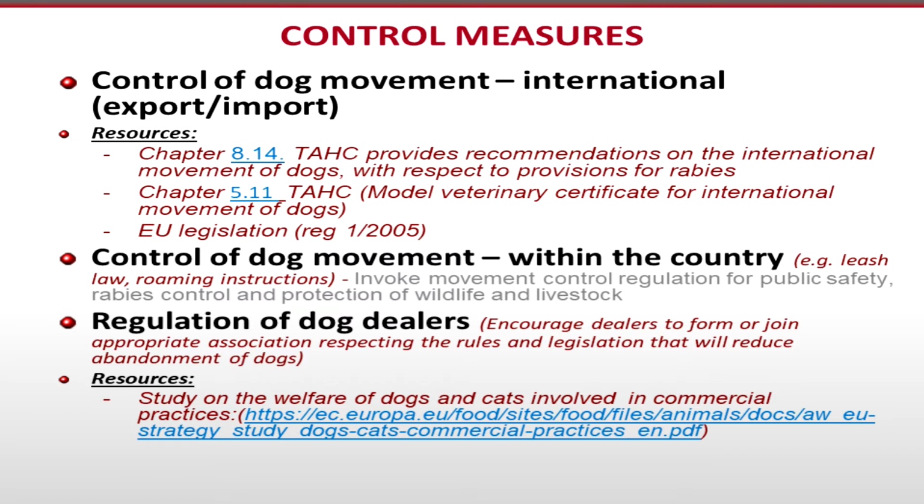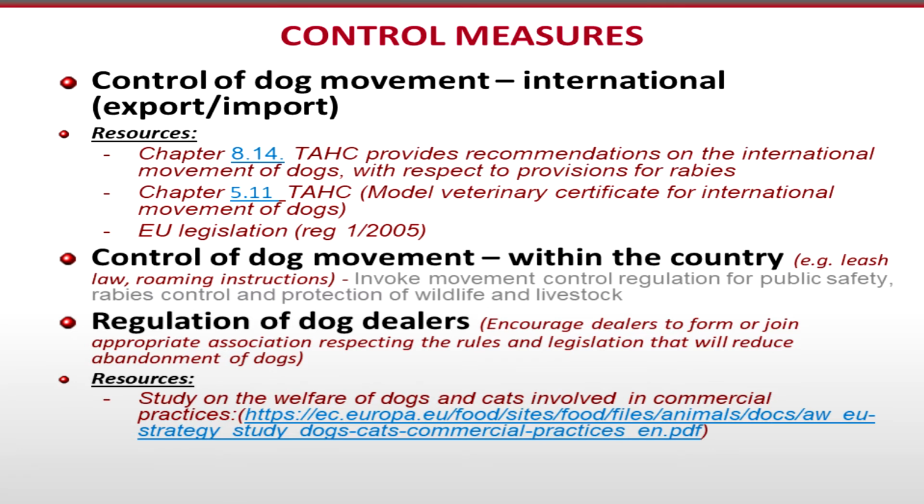Then you can also regulate dog dealers. There are people who do commercial dog production. You encourage the dealers to form joint associations that respect the rules and legislation, that will reduce abandonment of dogs. So if you've got kennels, breeders, you should encourage them to form associations that will use the legislation to reduce the abandonment of dogs. There's a study that has been done in Europe, and it's on that website there. You can also have a look at it later.